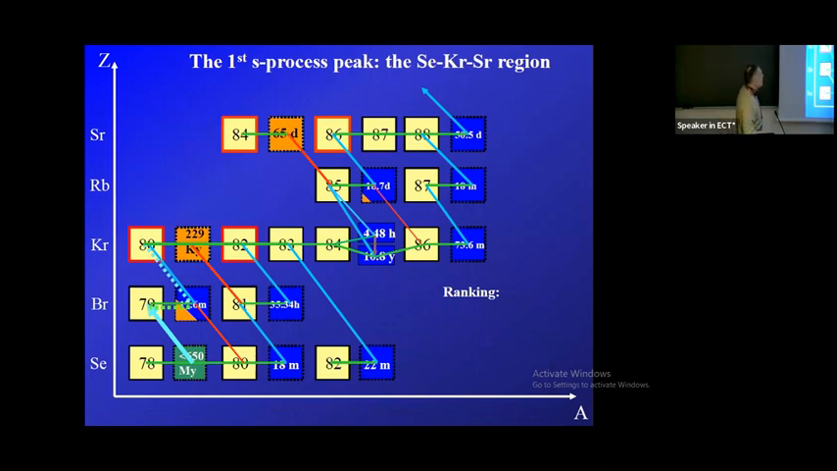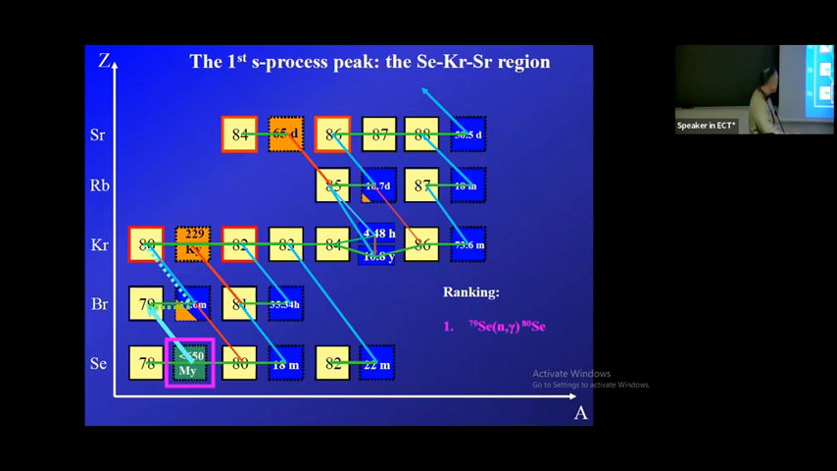Another extremely interesting region is the one of selenium, krypton, and strontium. And in this case, I'm always dealing with unstable isotopes. In particular, the first one is selenium-79. Selenium-79 is an unstable isotope whose neutron capture rate has never been directly measured. Well, actually, it has been recently measured at n_TOF, but the data are still not available.